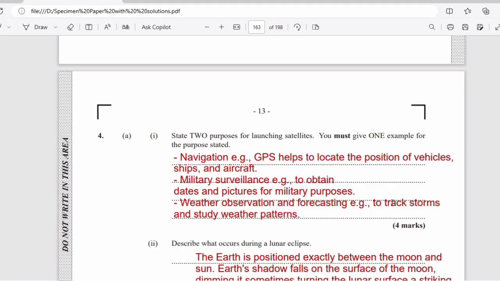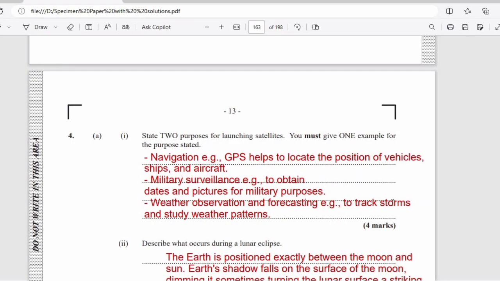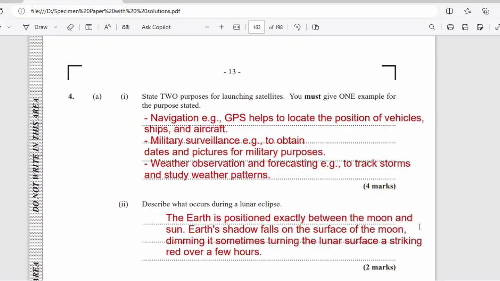The next purpose is weather observation and forecasting. So this is to track storms and study weather patterns. In the Caribbean, we know we experience a lot of hurricanes. So one of the ways in which we can track a hurricane, tell you how large it is and the direction it's going in, is all because of satellites. So make sure you at least know something about satellites, guys, and that will give you 4 marks.